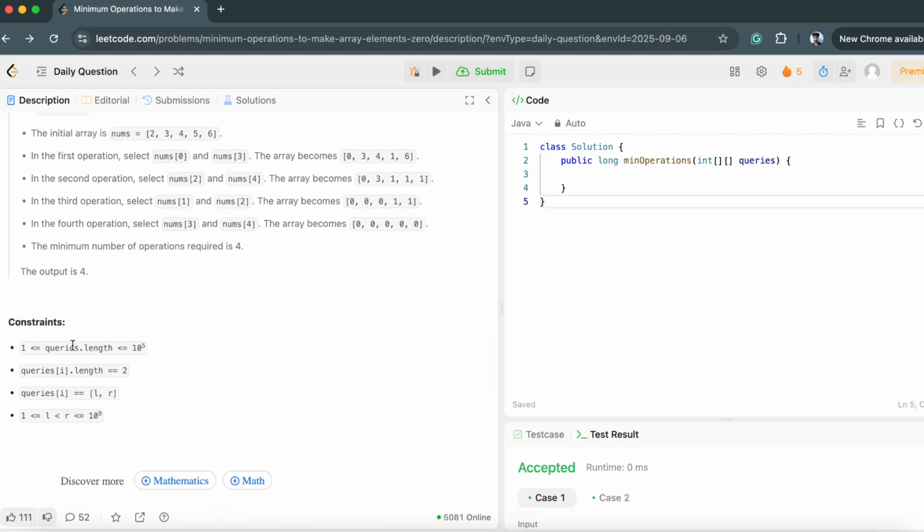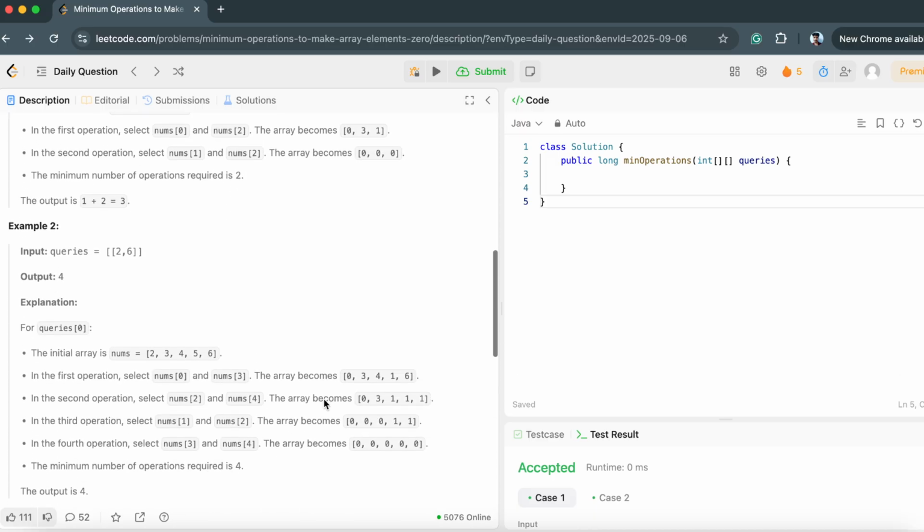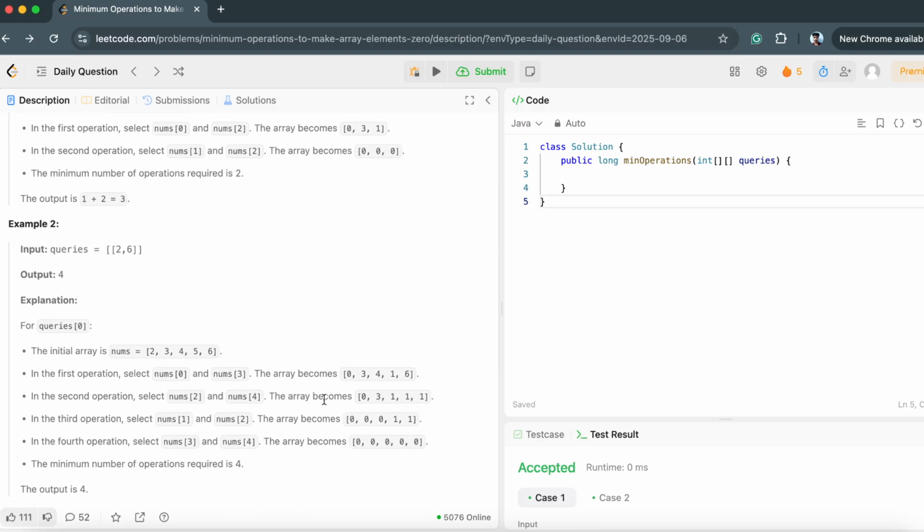If we look into the constraints as well, queries dot length goes all the way to 10 to the power of 5, and L and R also have values up to 10 to the power of 9. So the constraints are really important while solving this kind of question. Now let's see how we can solve this one. Let me connect the screen and I'll explain the brute force solution, then we'll discuss the optimal solution, and I'll write down the code as well at the end.